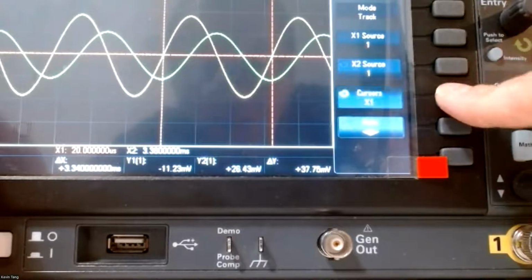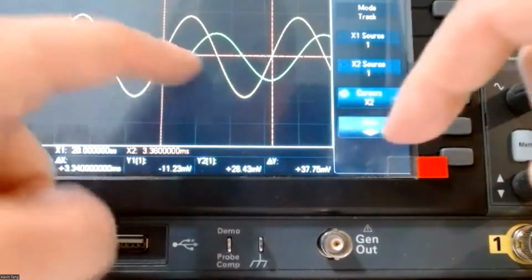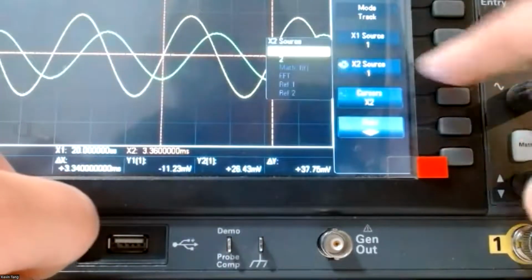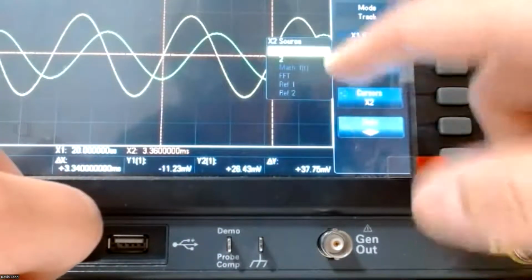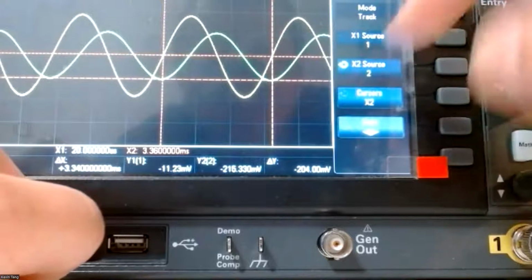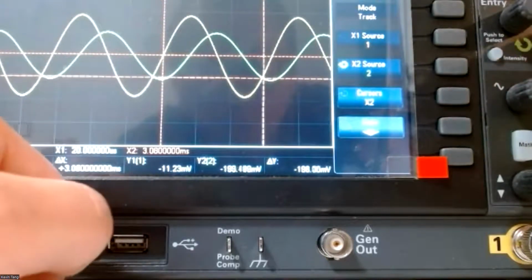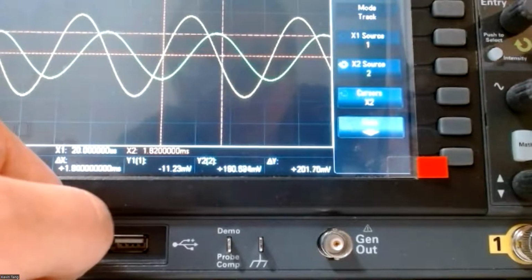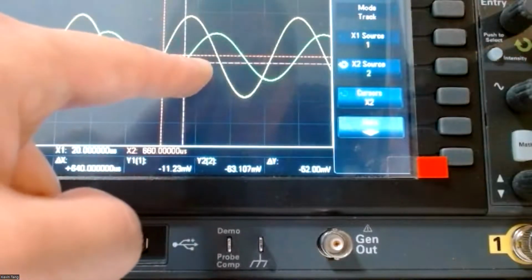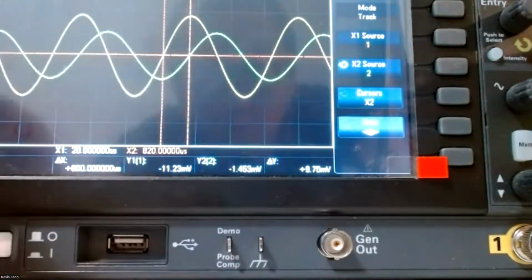Right now, I'm going to switch to another cursor because you need 2 cursors in order to find a difference. But my cursor 2 is on source 1, so I'm going to change to source 2, which is going to be the green one. As you can see, I'm moving it. Now let's move to the zero crossings. And we got that point.